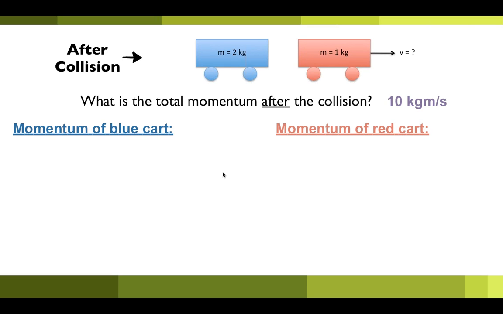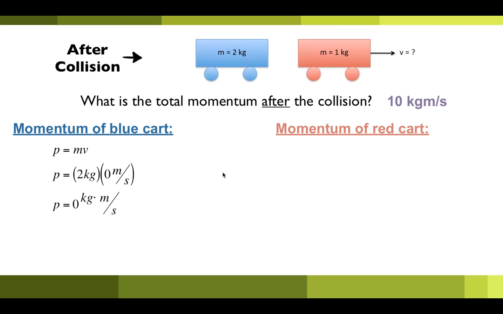All right, so let's look at the individual carts again. Now this is after they collide, so the numbers are going to be a bit different. So momentum of the blue cart. Momentum is still mass times velocity. We're using the equation a third time. So the mass is 2 kilograms. Now after the collision, the blue cart is not moving, so now its velocity is 0. So the total momentum of the blue cart after the collision is 0.